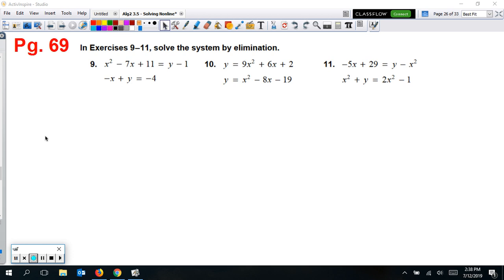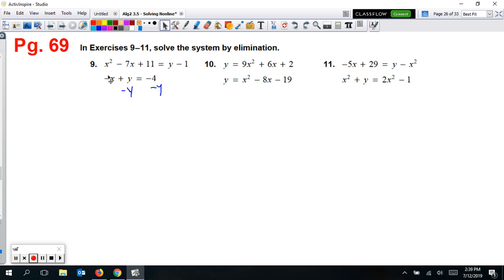Looking at 9, we have a quadratic equation on the top because it has an x squared, and a linear one on the bottom because there's no x squared. Both of them just have x and y. If we're going to use elimination, it would be good to get everything that's the same on the same side of the equal sign. We have x and y on the left, but in this equation we have just x on the left and y's on the right. So it would be good to move the y over to the right. Let's subtract y first on this equation.